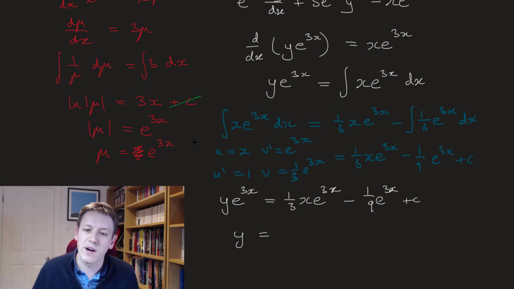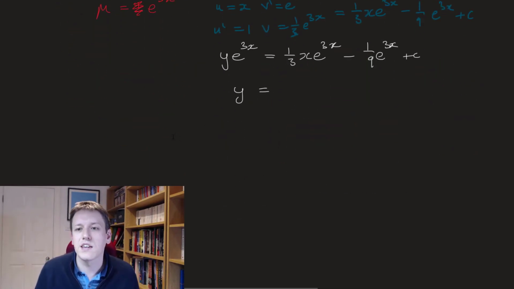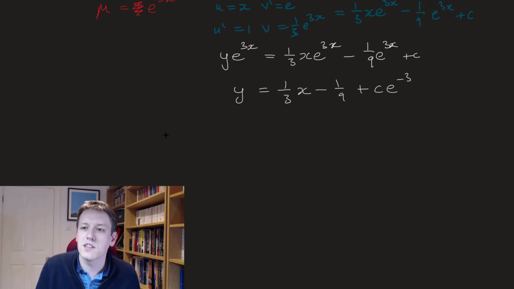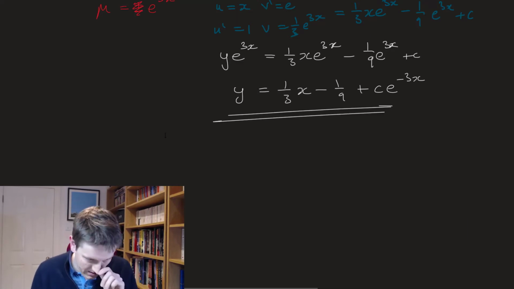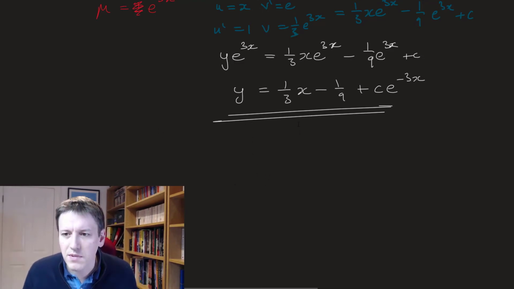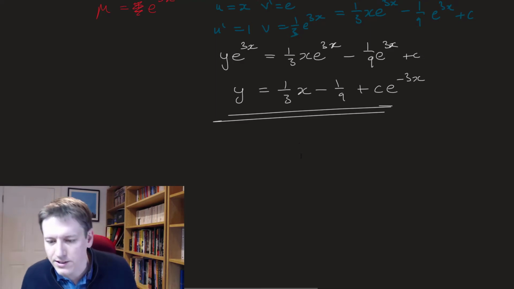So dividing through by the e to the 3x here, we get y equals 1/3 x minus 1/9 plus c times e to the minus 3x, and that's the solution to that differential equation. Okay, so this method is quite nice.